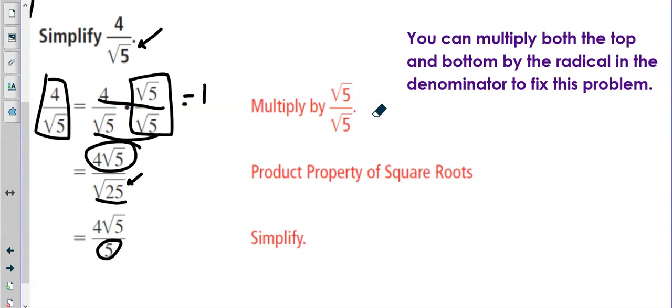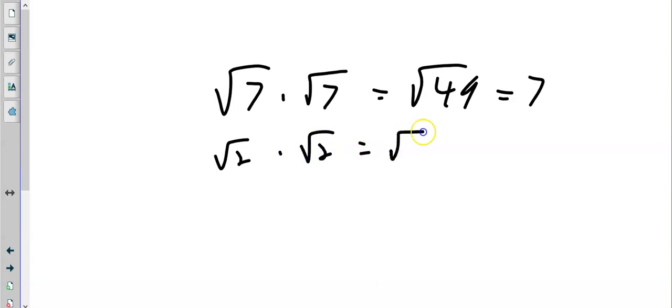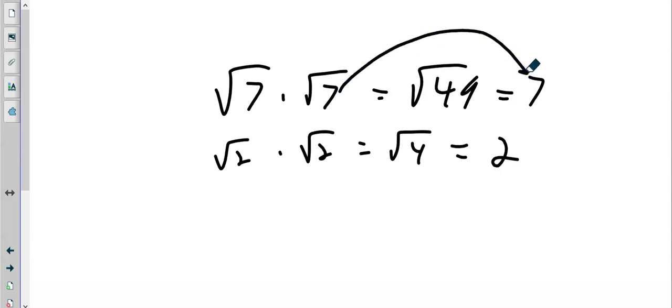All right? But here's what I want you to think about. This is not on your page. We'll talk about this in class a lot. Radical 7 times radical 7 is radical 49, which just equals 7. Square root of 2 times the square root of 2 equals the square root of 4, which is just 2. But look what you can do. You can just go right there. Radical 8 times radical 8 is simply just 8. The radicals disappear.